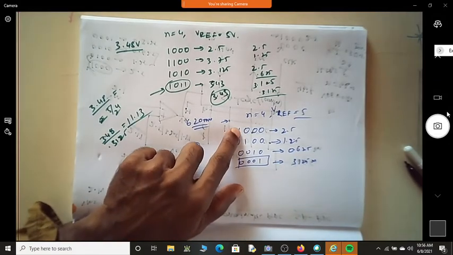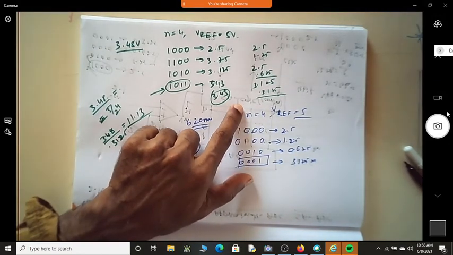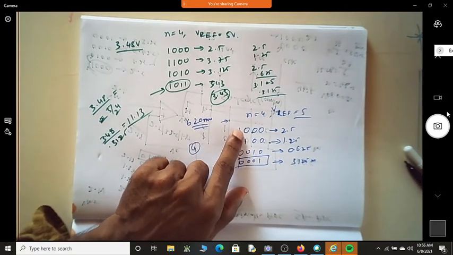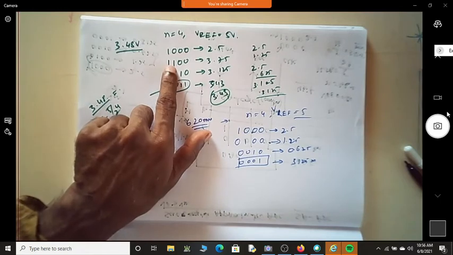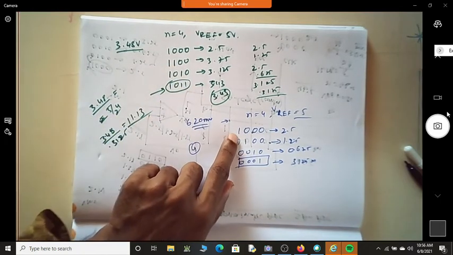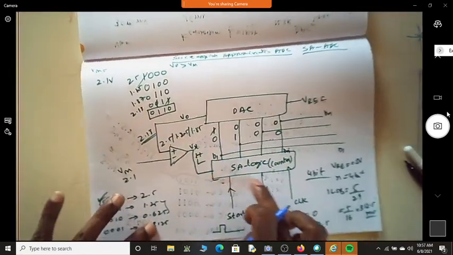So you start from the MSB and look at whether to go for the next possible value, or whether I have to retain or make it 0. If you are retaining it, make the next bit also 1. If you are discarding that, you discard it and make the other bit 0, the next bit 1. So that's the speciality of this SA logic.